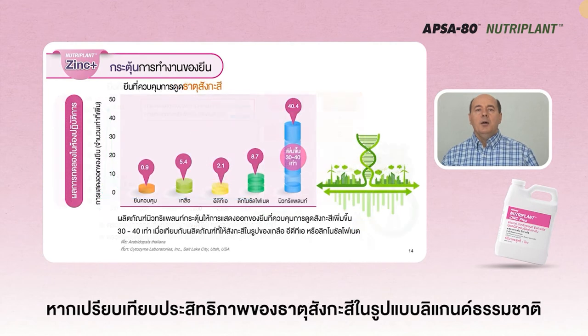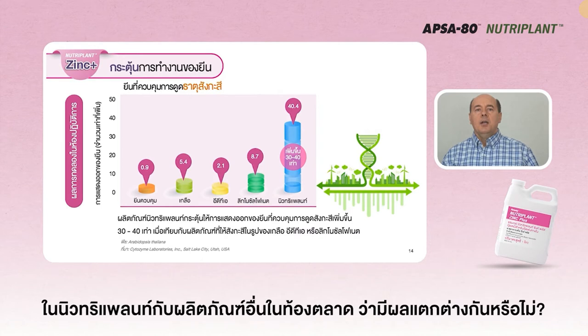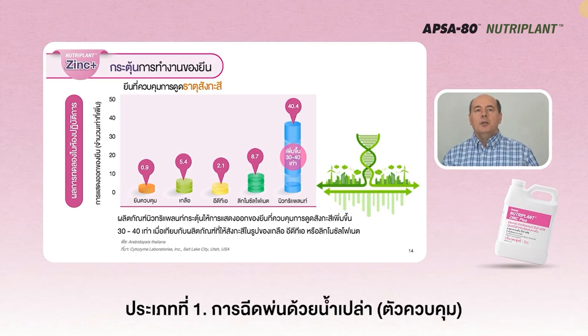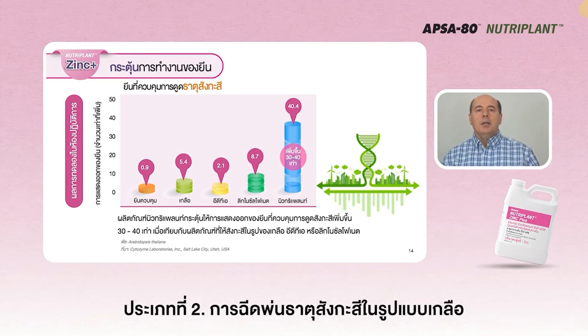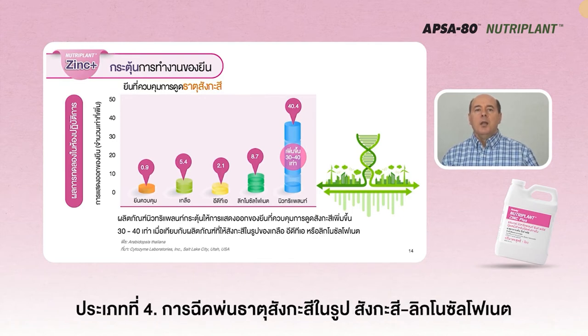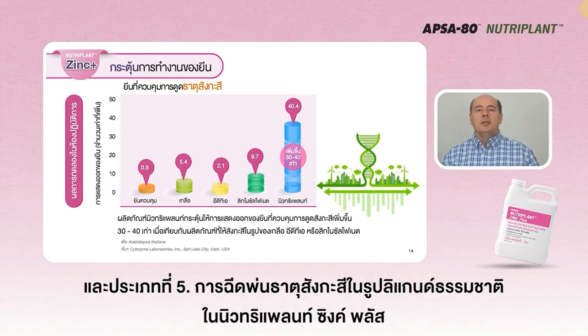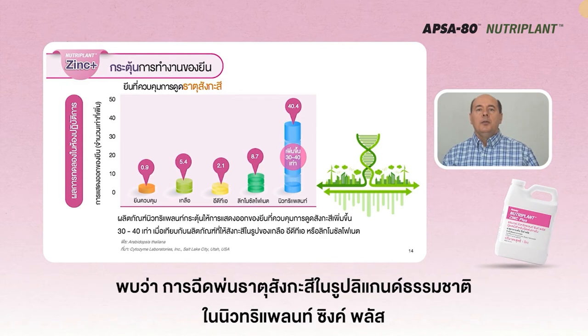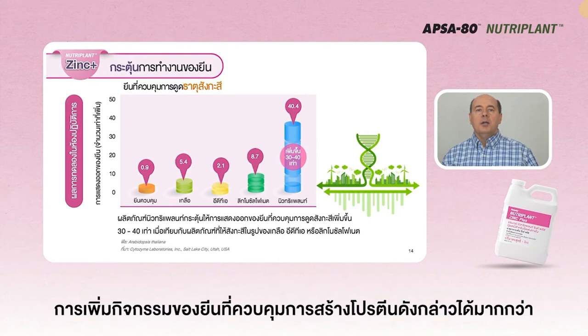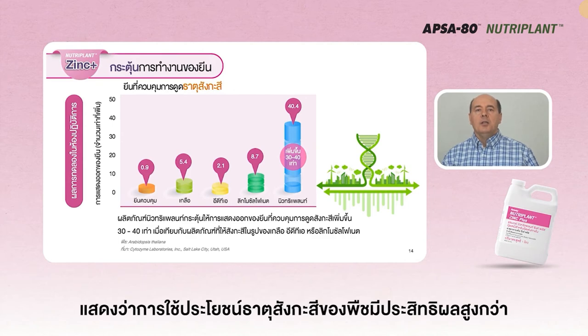So how does the naturally chelated zinc in NutriPlant ZincPlus compare to other products on the market? Compared to the control, water, and zinc in the form of the salt, EDTA and lignosulfonates, with the application of naturally chelated zinc, NutriPlant ZincPlus, we were able to improve the gene upregulation 30 to 40 times more than other products on the market. Higher gene upregulation helps to utilize zinc more efficiently in the plants.